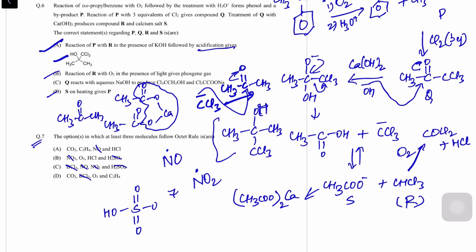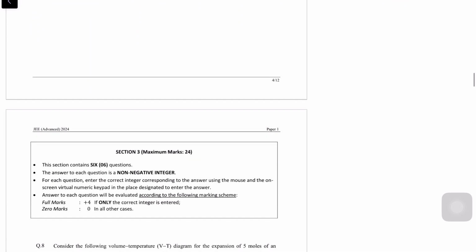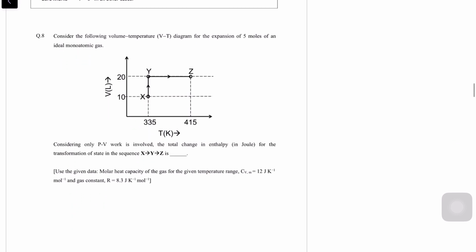We all know the structure of sulfuric acid is this. Sulfur forms 6 covalent bonds, so there are a total of 12 valence electrons. So H2SO4 is also ruled out. So the options in which at least 3 molecules follow octet rule is option A and option D. CO2, C2H4, HCl and CO2, ozone and C2H4. Moving to the next question.